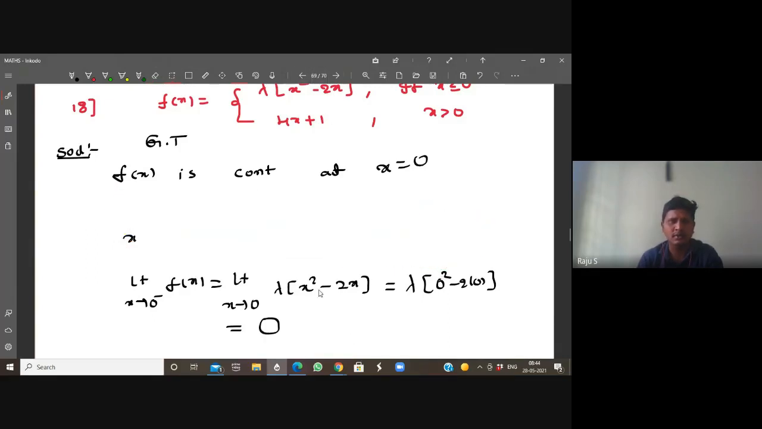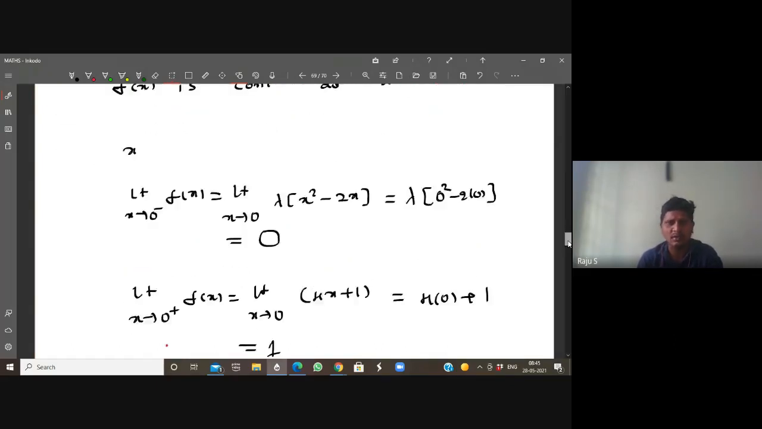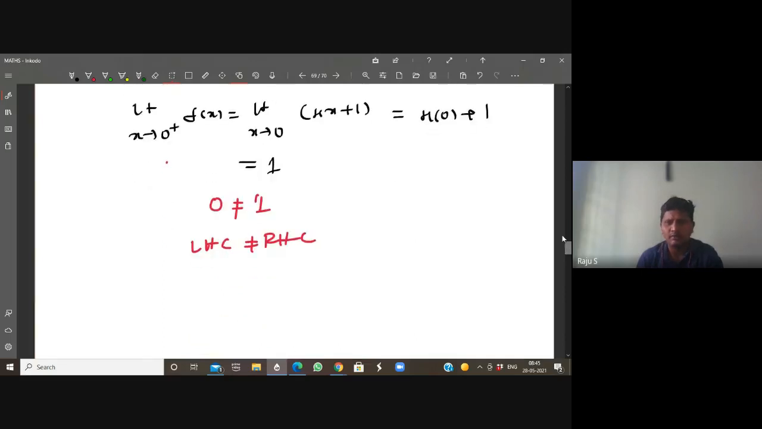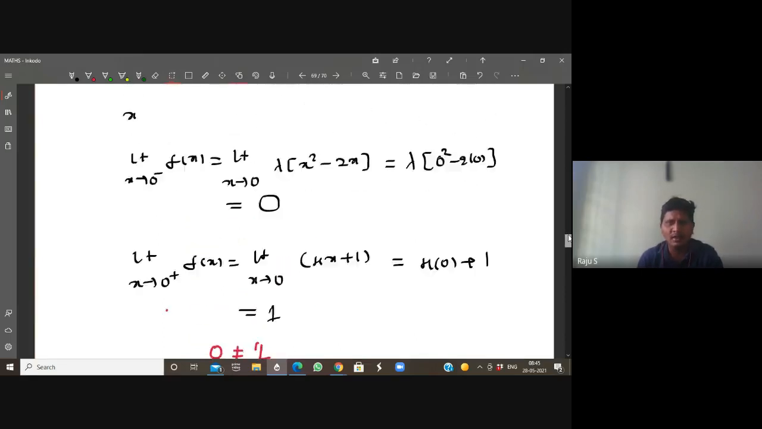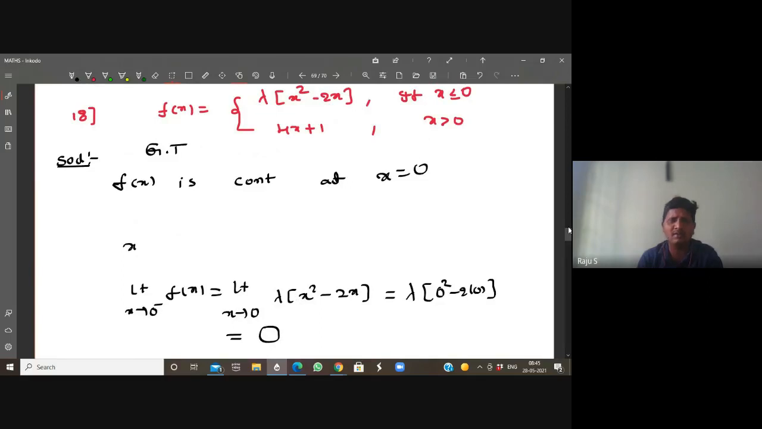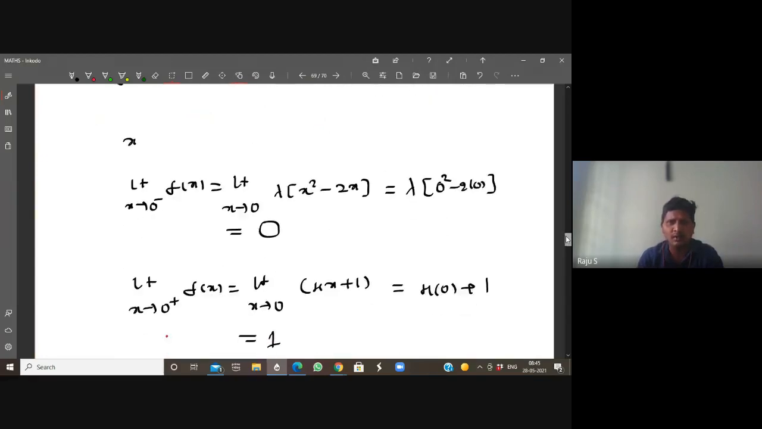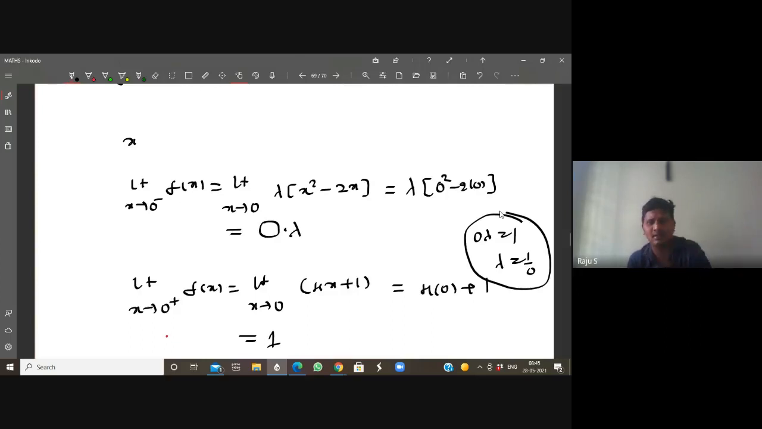We should not take that. We have to check whether it is continuous at x equal to 0 or not. So there is no value of lambda such that the function is continuous at x equal to 0. Here, lambda into 0, or 0 into lambda, you can write like this. Lambda into 0 means actually 0. So 0 into lambda is equal to 1, lambda is equal to 1 by 0, undefined. So there is no lambda for which the function is continuous at x equal to 0.